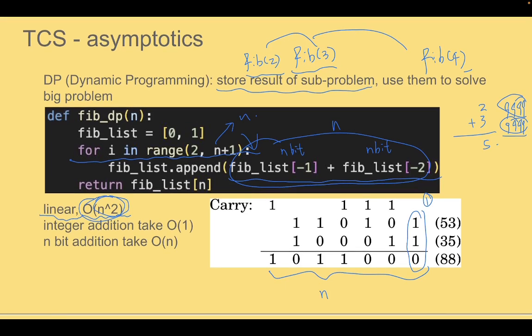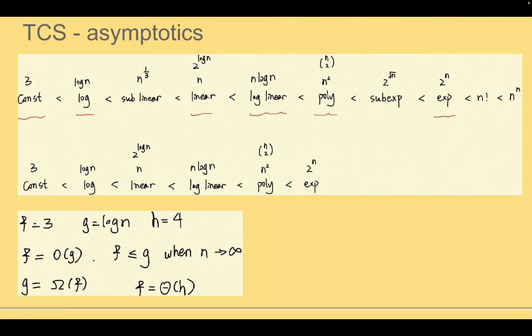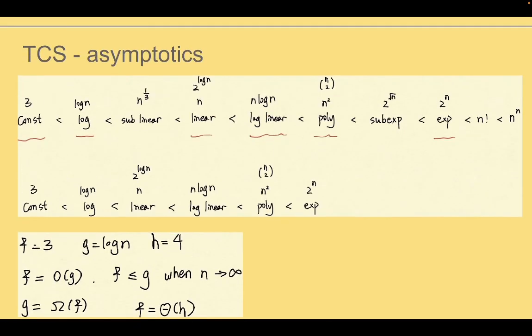Oh, maybe not linear, it should be square or polynomial. It must be a typo. Okay, so we should keep in mind that integer addition takes 1 computer step, and n-bit addition takes about n computer steps, right? So we move on to the asymptotics finally.